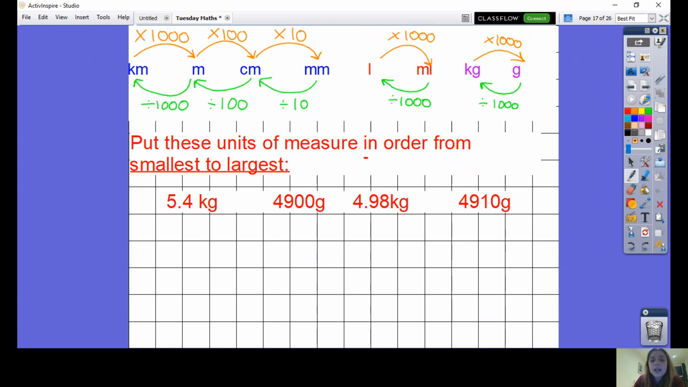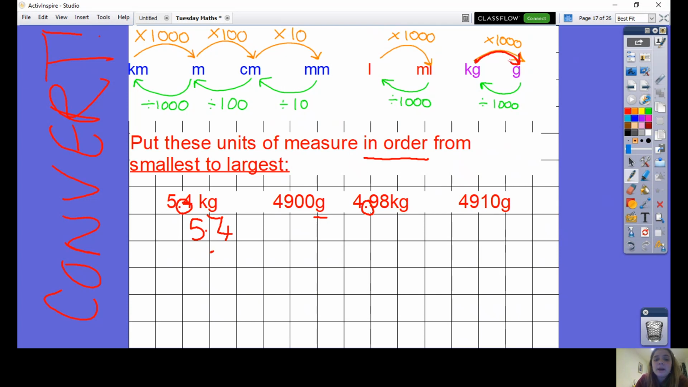Put these units of measure in order. Remember, before you can put them in order, you need to make sure that you have converted. Whenever you have a question with different units of measurement, you can see that's kilograms and that's grams, start by converting. For me, my preference is not to have decimal numbers, so I would always convert my decimals into whole numbers where possible. 5.4 kilograms then into grams.